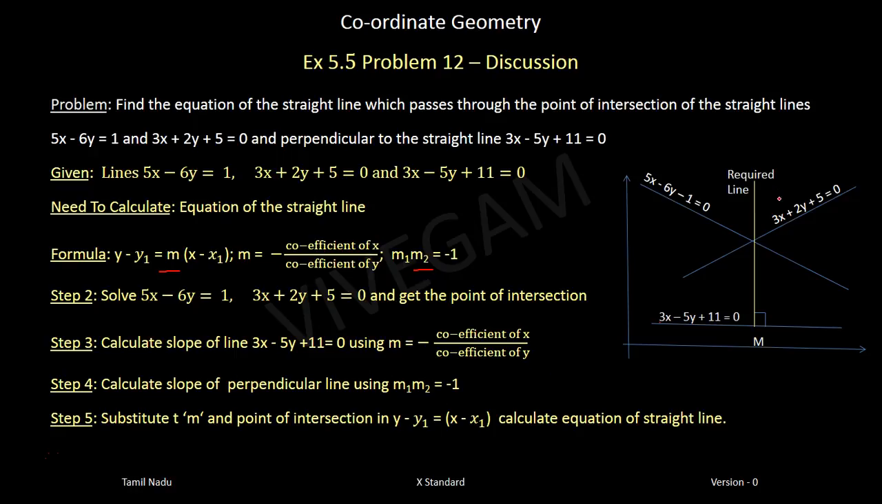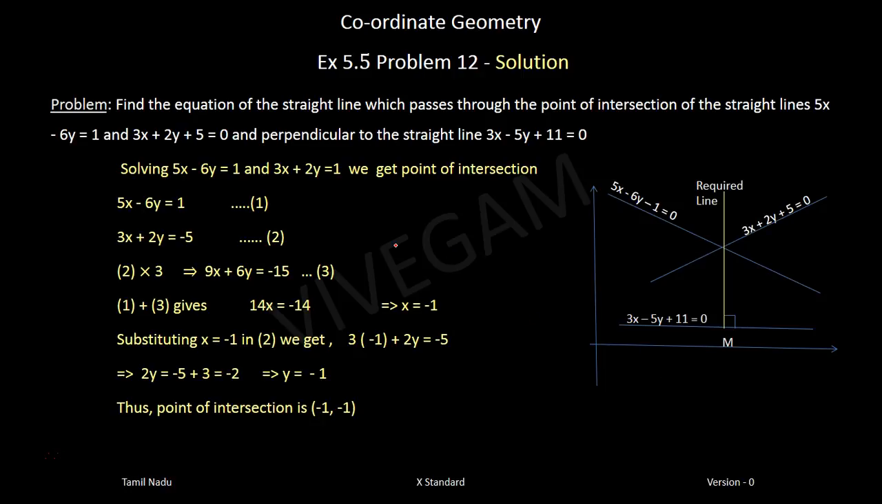Now for the required line, you have the slope and you have the point of intersection. So substitute that in the slope point form: y minus y1 is equal to m into x minus x1 (m is missing here, please write it), and calculate the equation of the straight line. I'll leave it here. Please pause the video here and try to work this problem on your own, and then come back and check your working against our solution.